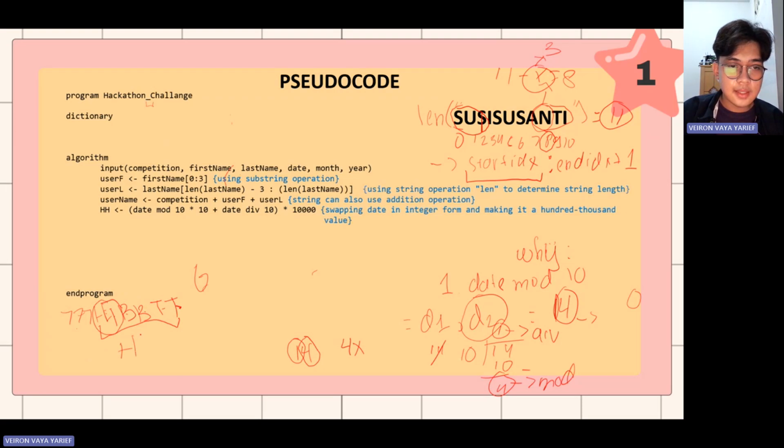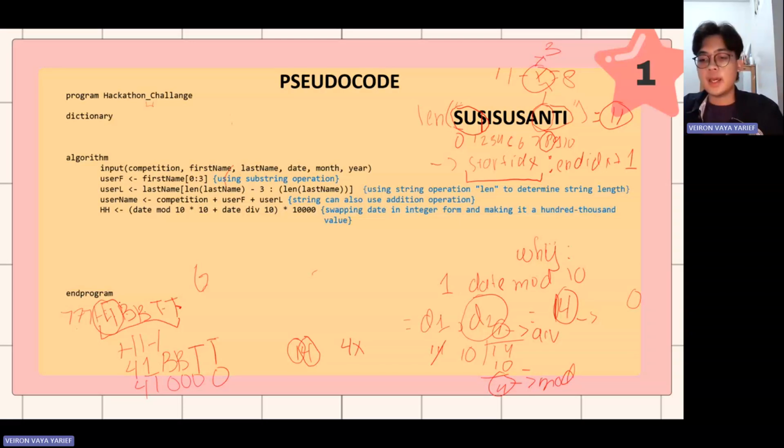So if we have 14, we will take it as 41 B B T T. We can read this like 141,000,000. Imagine it like this. When you read it, it will become like 410,000. That's why the comment said making it 100,000 values. That's why we need to times it with 10,000. Okay, I hope you understand it.